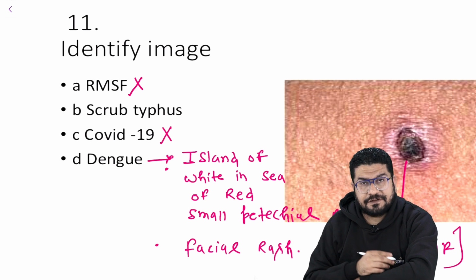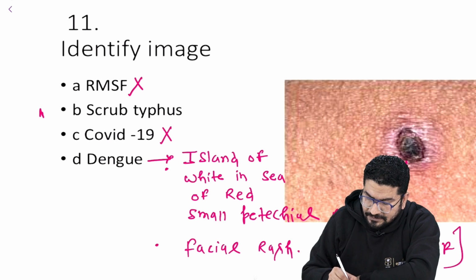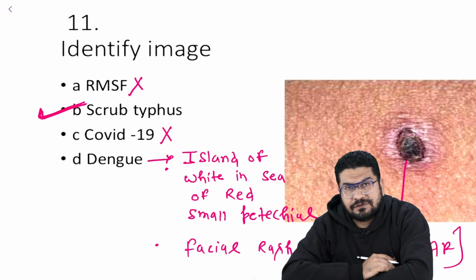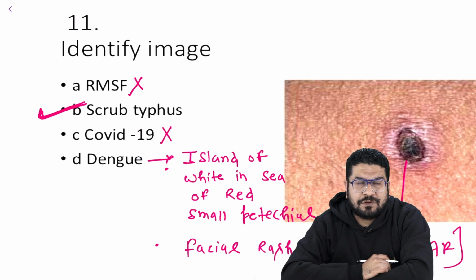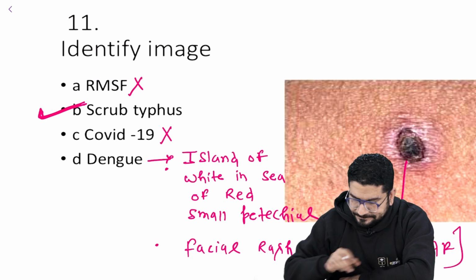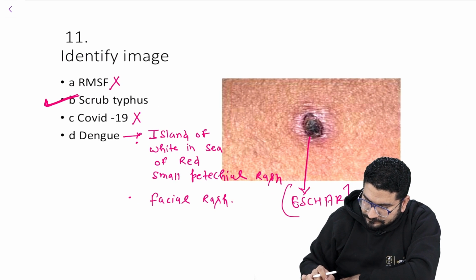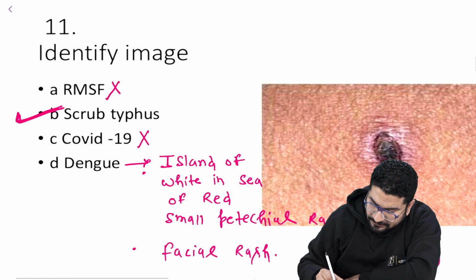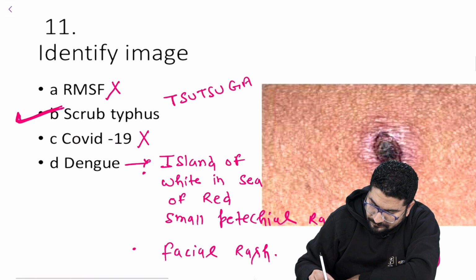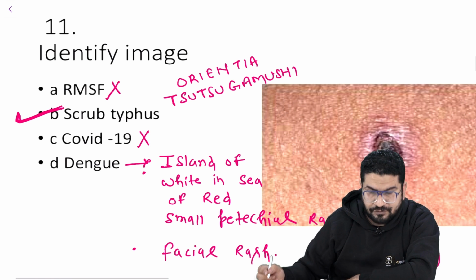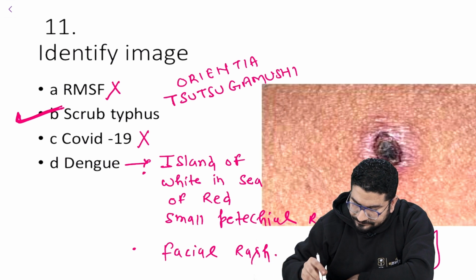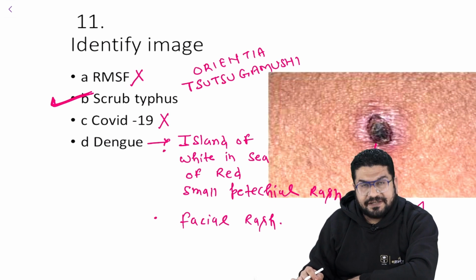This eschar, however, is not seen. This eschar is classical for scrub typhus, which is caused by Orientia tsutsugamushi. We also call this tsutsugamushi fever. This is a rickettsial disease. Orientia tsutsugamushi is a rickettsial disease, right? And this is a mite-borne disease.